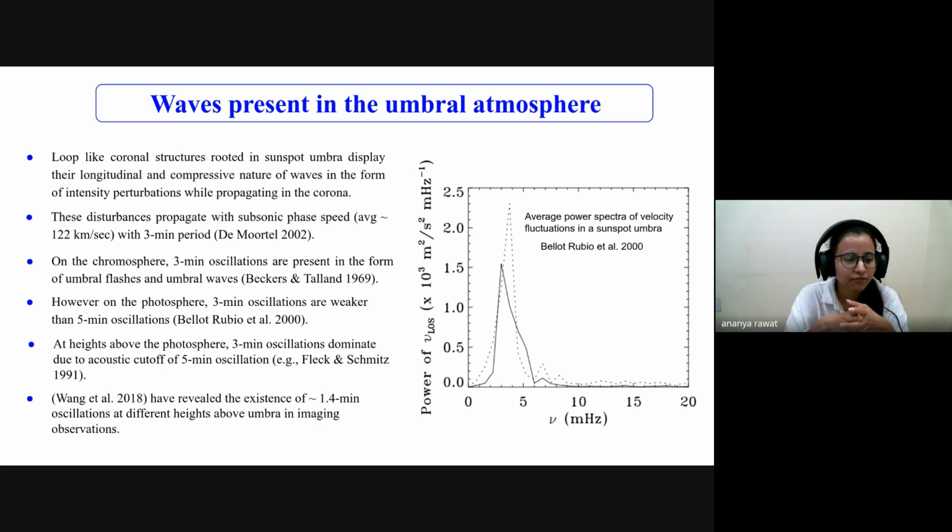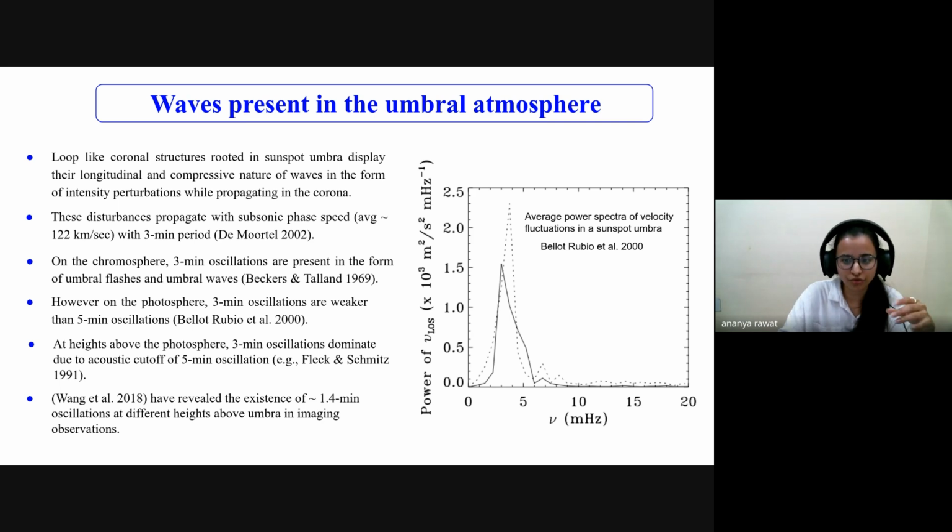Apart from 3 minutes and 5 minutes, there exists 1.4 minute also in the umbra, which has been detected by Wang et al. in 2018. So in the umbra there are various oscillations or various waves present.